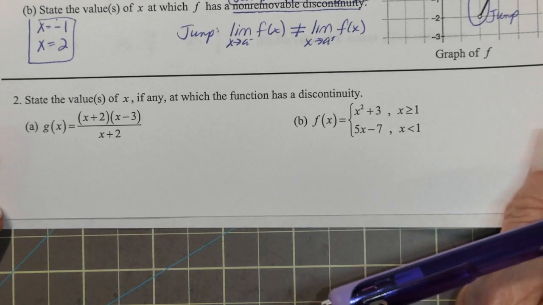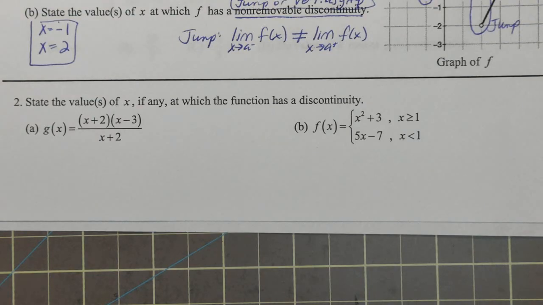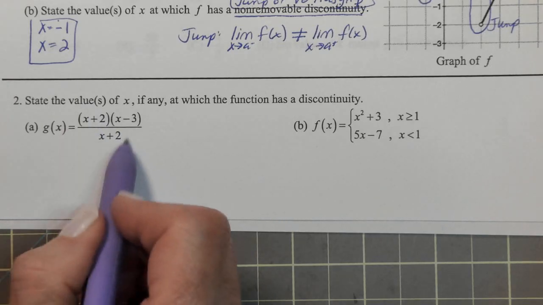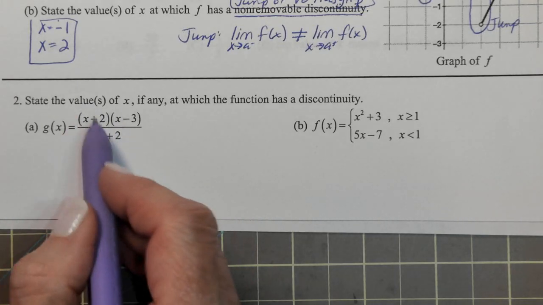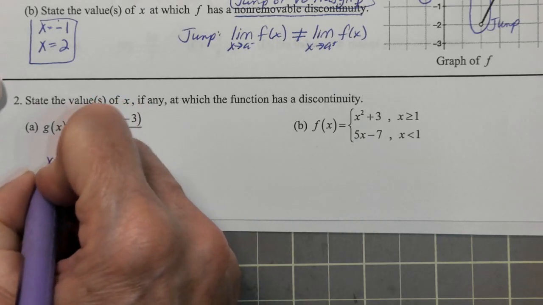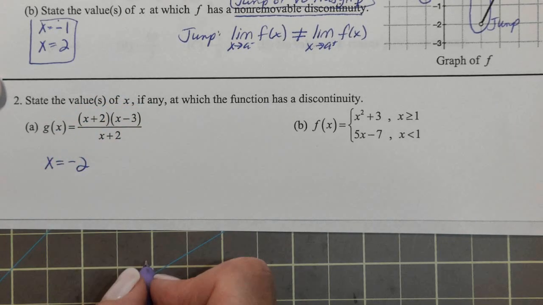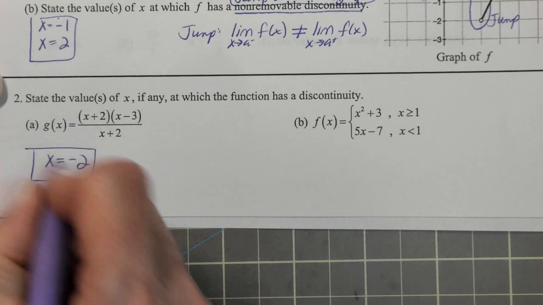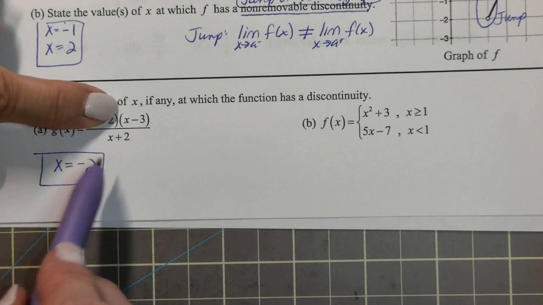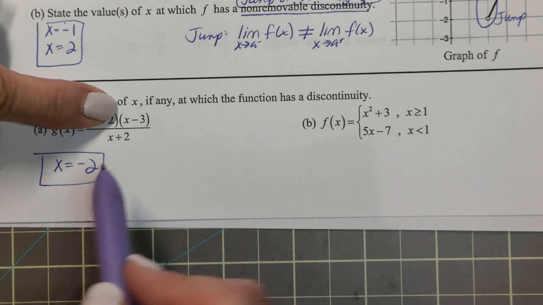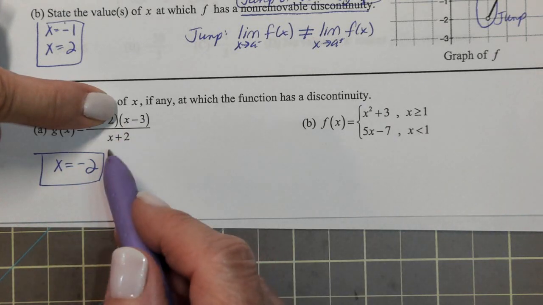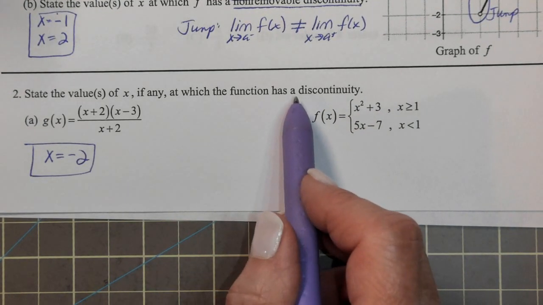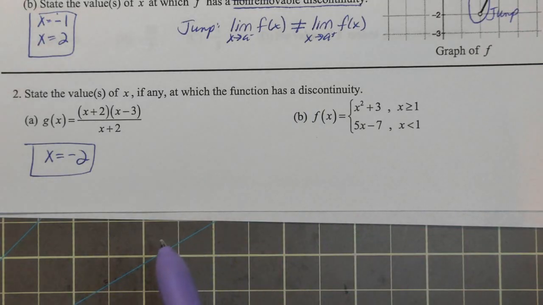Next up, state the value or values of x, if any, at which the function has a discontinuity. Well, for g here, I see that g has a hole when x is -2, and that is the only value where there is a discontinuity, and it happens to be a hole. Even if this x minus 2 was not here, x equals -2 would still be the value of x where there was a discontinuity. It would be a vertical asymptote, but it's still a discontinuity. They did not ask me to distinguish between any, so the answer is just x equals -2.